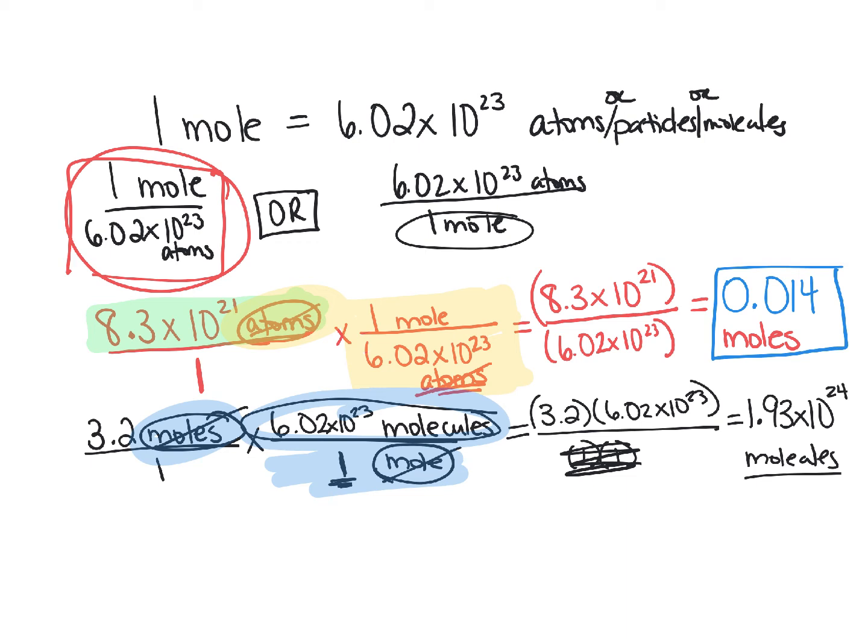So you can actually kind of see that if you're given atoms and you want to find moles, you're going to take your atoms and divide by 6.02 times 10 to the 23rd. If you are given moles and you need to find molecules, you're going to take your 3.2, your number of moles, and you're going to multiply by 6.02 times 10 to the 23rd.